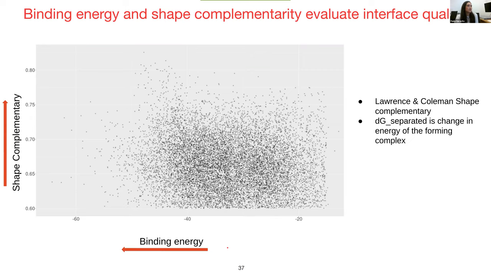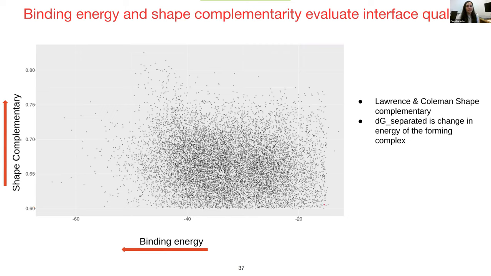I looked at shape complementarity, where a better binding shape will technically fit well, and we will get tight binders. We can also use DG separated to see the change in energy of the forming complex, where it measures the complex as it's being separated and the energy of the residues coming back together, and then gives you the change in that. For shape complementarity, I used previous studies done with mini proteins in three helical bundles, where we know we probably want it to be above 0.6. So I used this as a cutoff for the library.